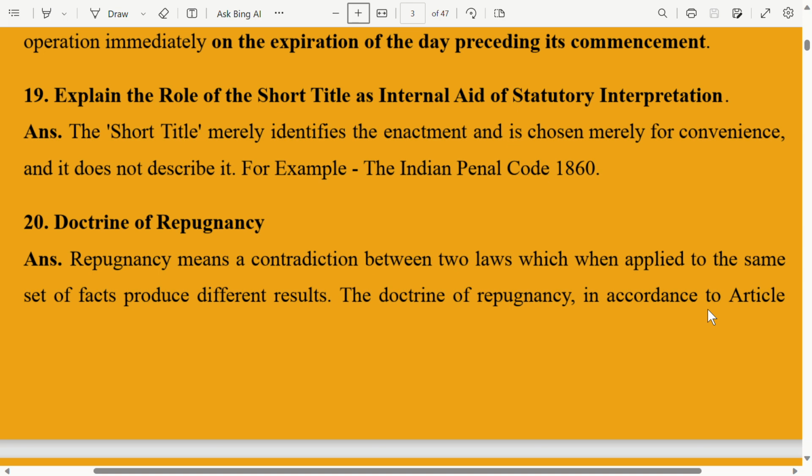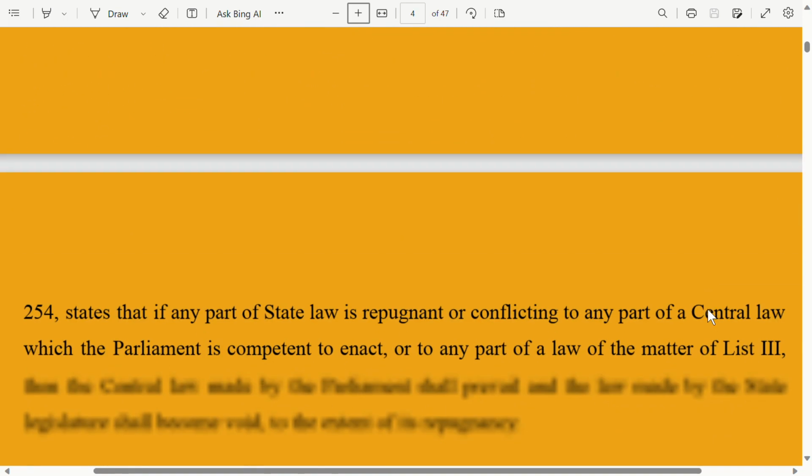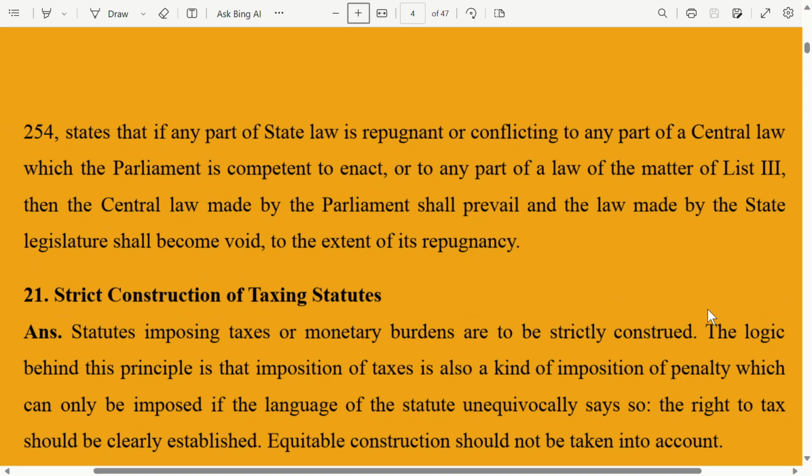The doctrine of repugnancy in accordance with Article 254 states that if any part of state law is repugnant or conflicting to any part of a central law which the parliament is competent to enact, or to any part of a law on a matter of list 3, then the central law made by the parliament shall prevail and the law made by the state legislature shall become void to the extent of its repugnancy.